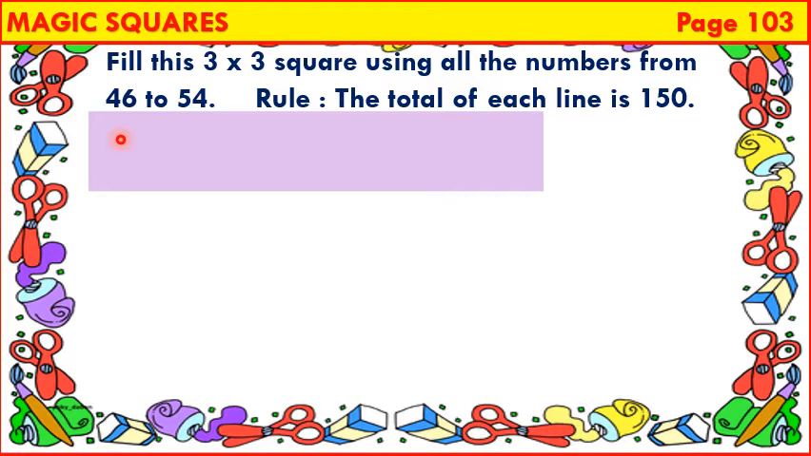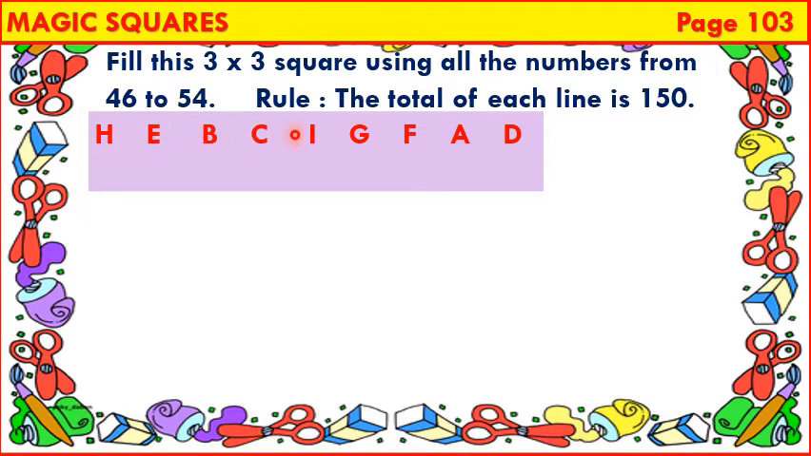Magic squares. Children, 3 by 3 square is given. You have to fill numbers from 46 to 54 in such a way that the sum of each line becomes 150.